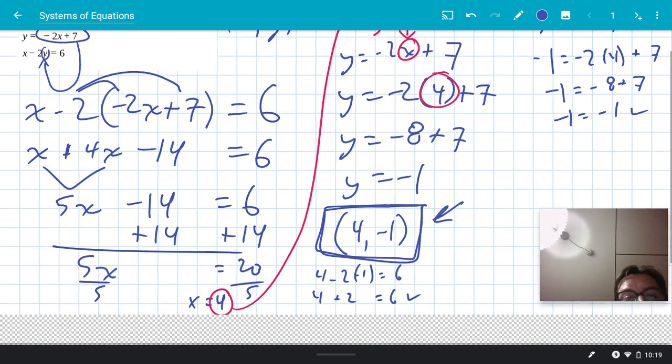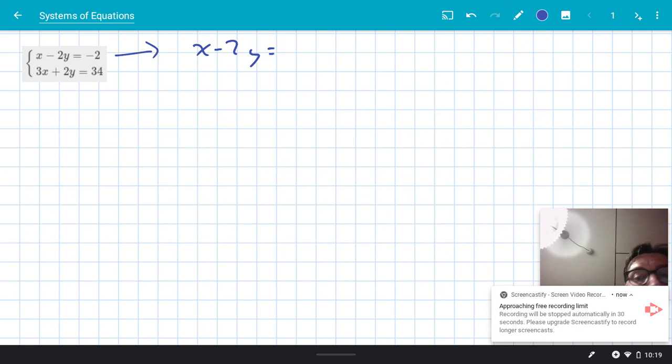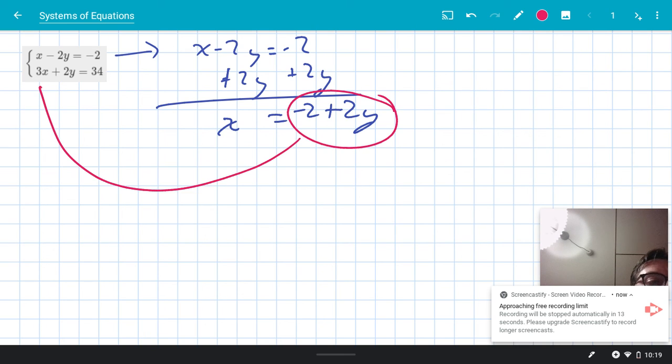Now, if I had a situation where the two equations, one of them wasn't just already solved for a variable, what I could do is I could solve one of them for a variable. So in this case, I have x minus 2y equals negative 2. What I could do is I could get x by itself by adding 2y to both sides. X equals negative 2 plus 2y. And then, again, I would substitute this into the other equation. I would substitute it in right there for what x equals. Okay, so you can picture how we could do that. All right, and that's the idea of solving equations by substitution.